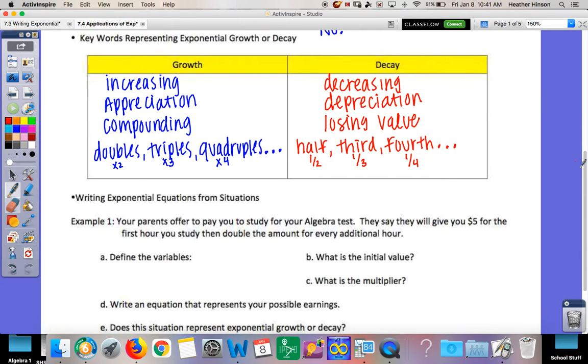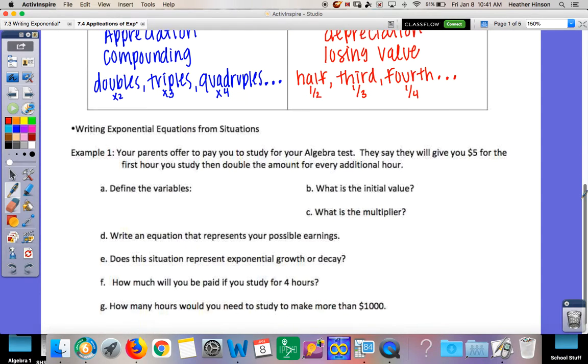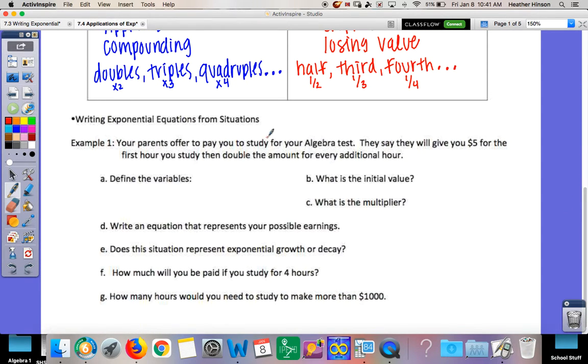So let's look at number 1. Your parents offer to pay you to study for your algebra test. They say they'll give you $5 for the first hour that you study, and then they'll double the amount for every additional hour. So what 2 things is this question talking about? What 2 values do we have? Well, we have $5. We also have the first hour, every additional hour. So we're talking about hours and money.